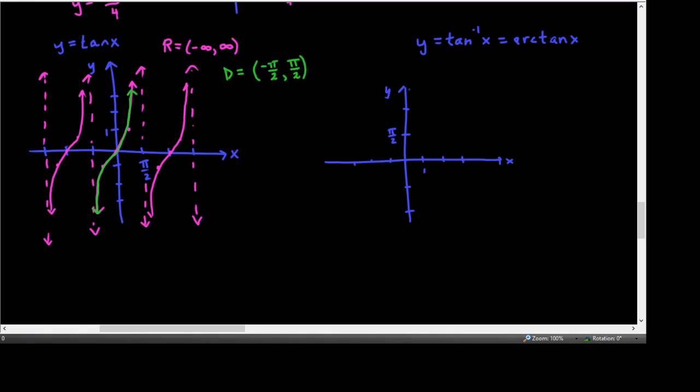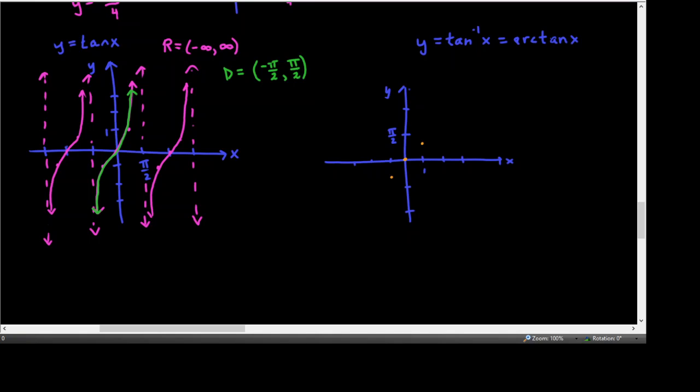Okay, so let's switch some ordered pairs to get that inverse. -π/4, -1 will go to -1, -π/4. 0, 0 will go to 0, 0. π/4, 1 will go to 1, π/4.